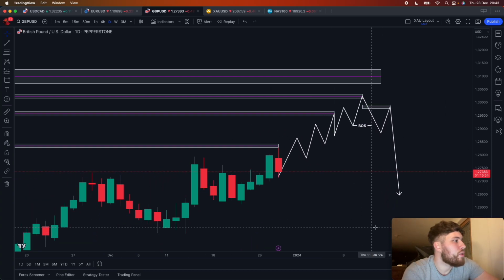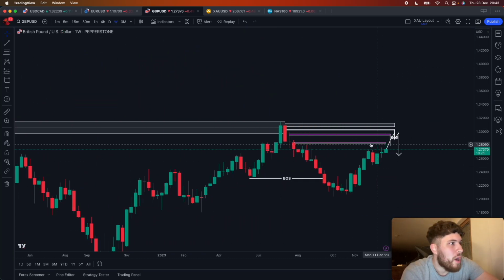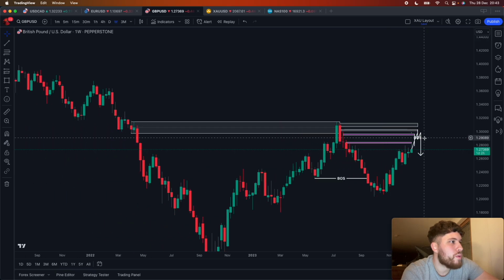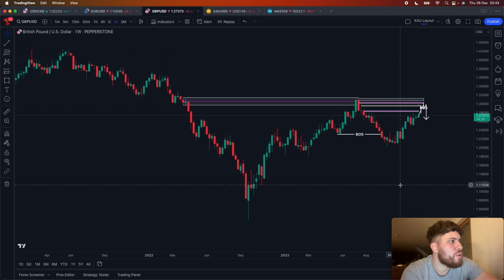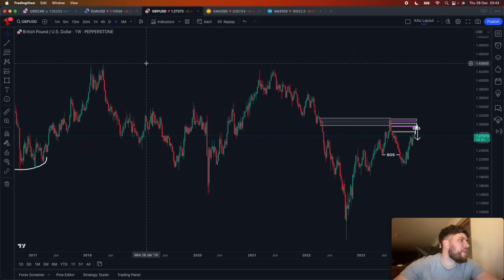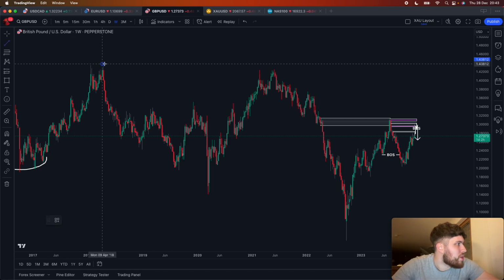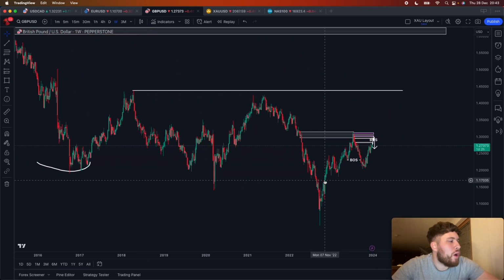So in order for me to look to go short in this market, I will be waiting for a break of structure in and around these zones fractally, and then I'll be looking to go short. But ultimately I am looking to go short until we have a break in the last protected high within this bullishness, which is actually up here. I am not looking to go long.